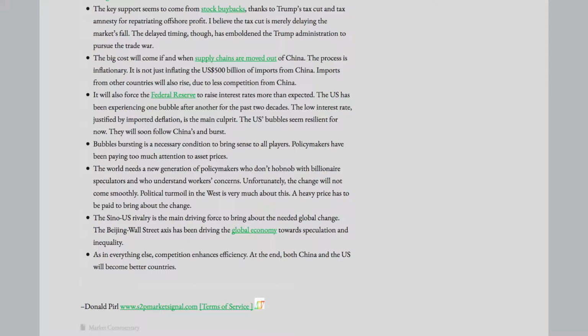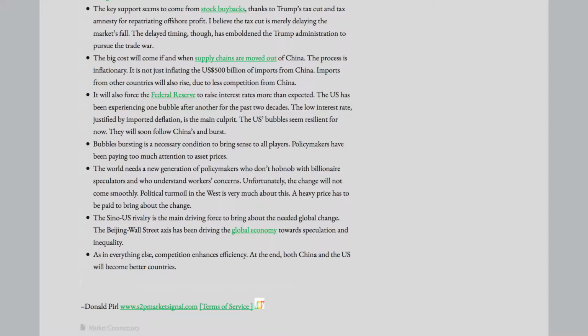The big cost will come if and when supply chains are moved out of China. The process is inflationary. It is not just inflating the U.S. $500 billion of imports from China. Imports from other countries will also rise due to less competition from China. It will also force the Federal Reserve to raise interest rates more than expected.